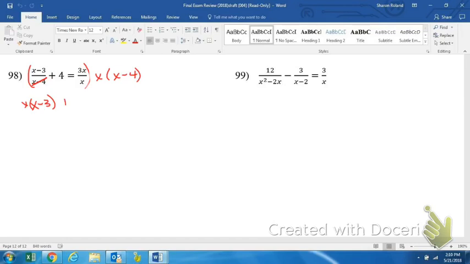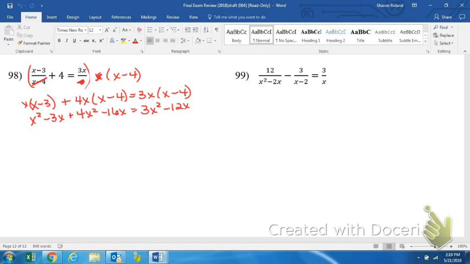Okay, the next term, it's 4 times that, which would be 4x times x minus 4, and it equals, the x's cancel, 3x times x minus 4. Alright, so now we're going to distribute the x's, or the 4x, or the 3x to get rid of the parentheses. So you have x squared minus 3x plus 4x squared minus 16x, and it equals 3x squared minus 12x.